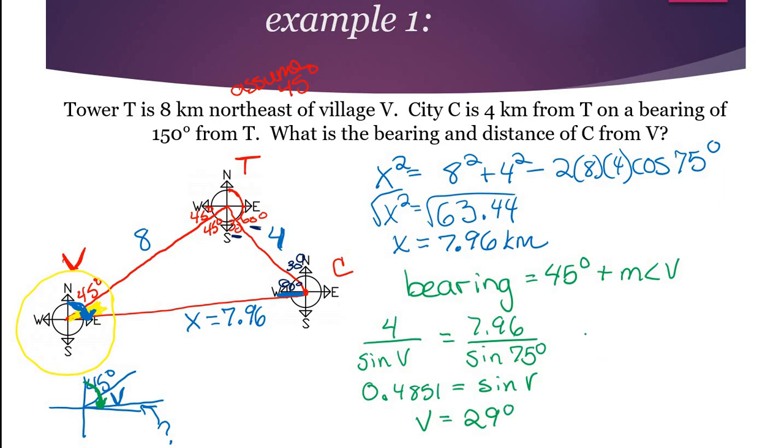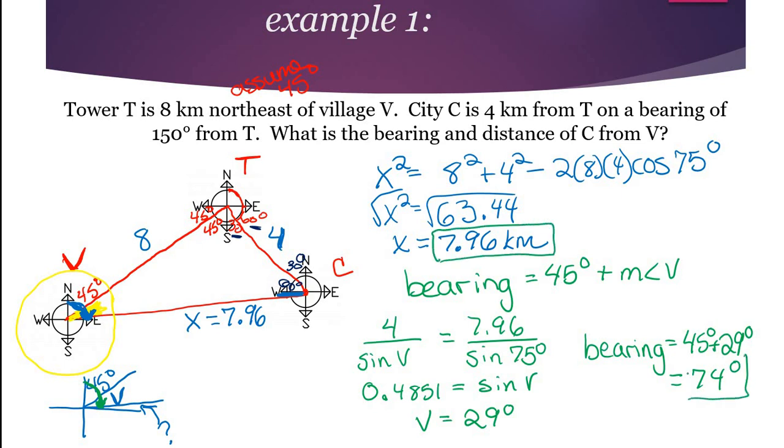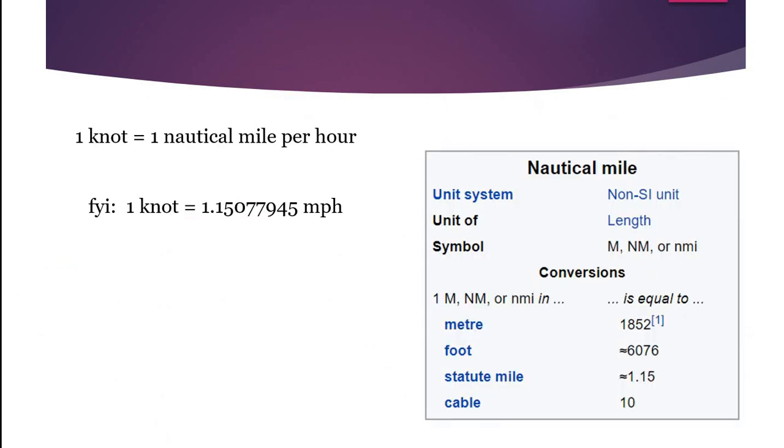So that means our final bearing is 45 plus the 29, because we're going from north, we got the 45, and then to get to that line, we have the from V to C, the measure of angle V, we add those together, and we get 74 degrees approximately. So we have answered the two questions. We have the distance and the bearing of C from V. All right, so that's our first example.